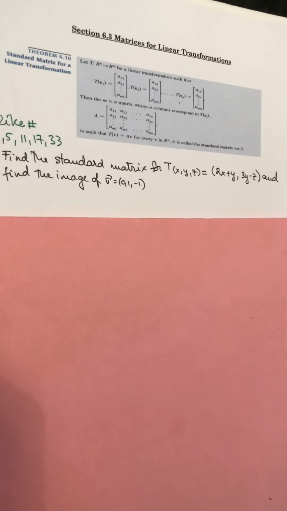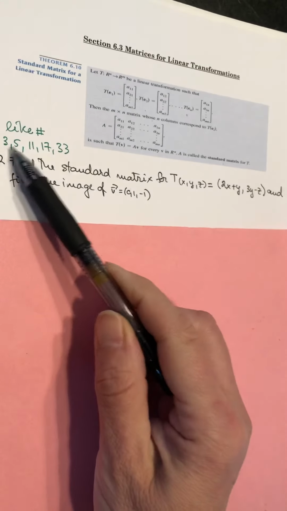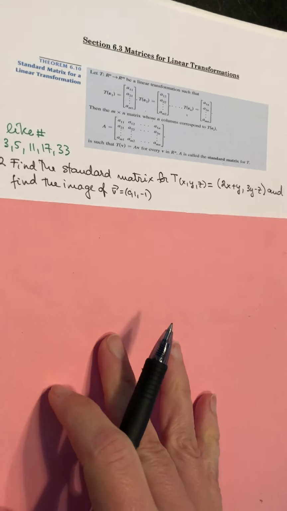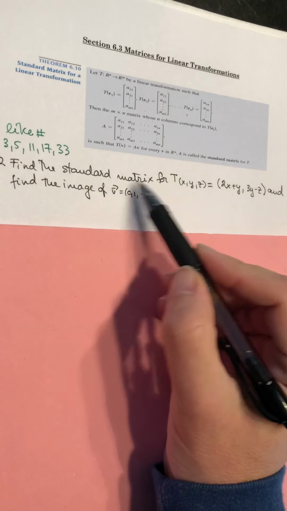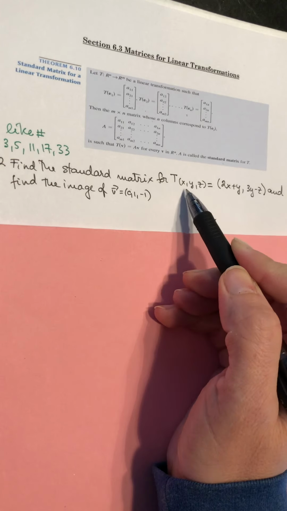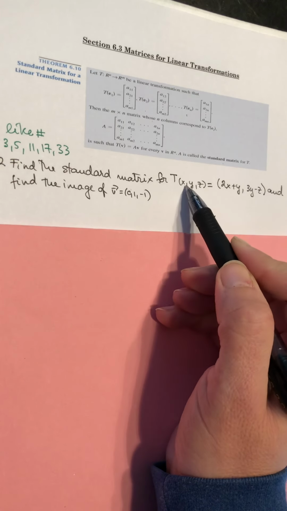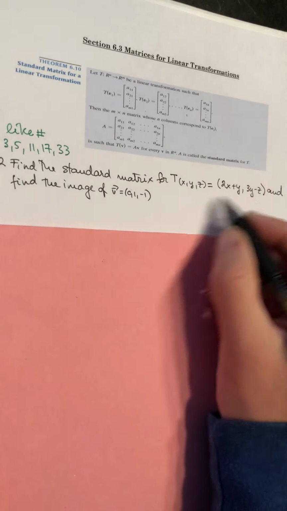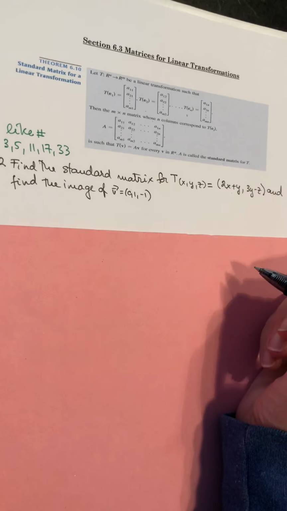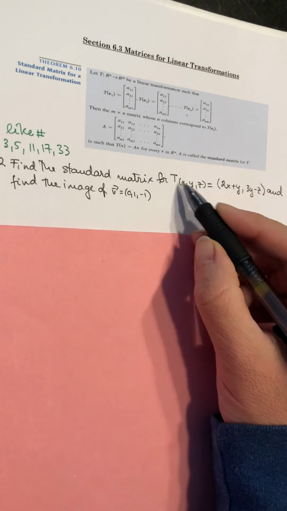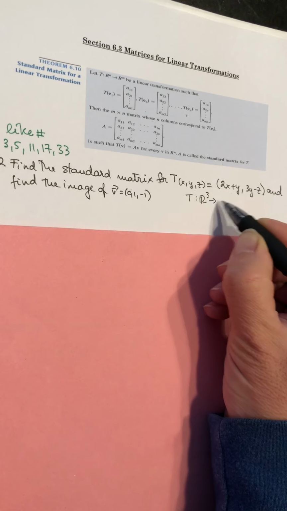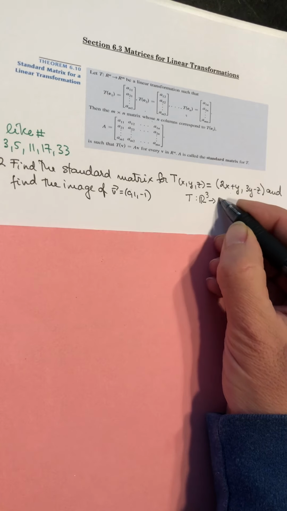Once you watch this video, you'll be ready to do problems 3, 5, 11, 17, and 33 in your homework. So this is problem 12 in your homework. If we were asked to find the standard matrix for the transformation that takes vectors with three components into R2 in this way. So we say that our transformation T takes vectors from R3 and maps them into R2.